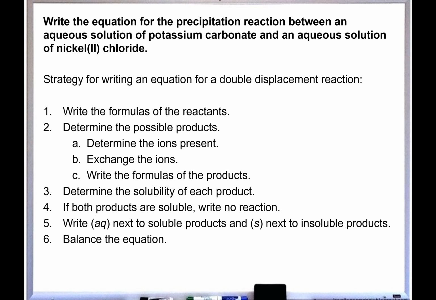Next it says determine the possible products. So determine the ions present, exchange the ions, and then write the formulas of the products. Take the ions, swap partners, write the new products. If both products are soluble, then you would write no reaction, or you could put an X over the reaction arrow. Write aqueous next to the soluble products, and write solid, an S, next to the insoluble products. AQ is your symbol for aqueous, and S, of course, is your symbol for solid. And then balance the equation.